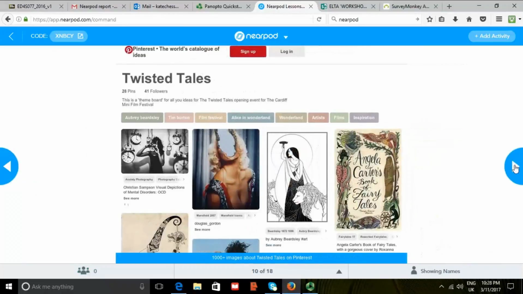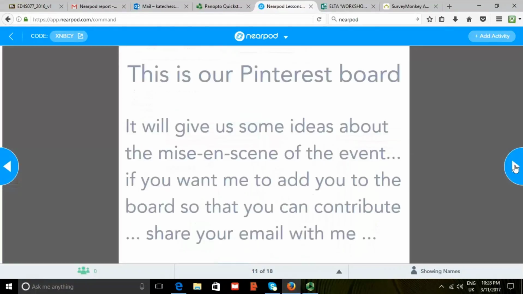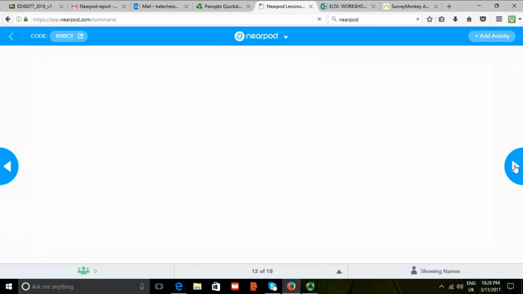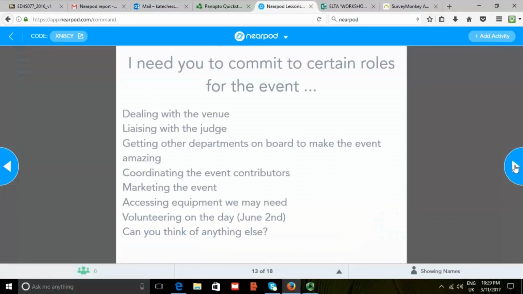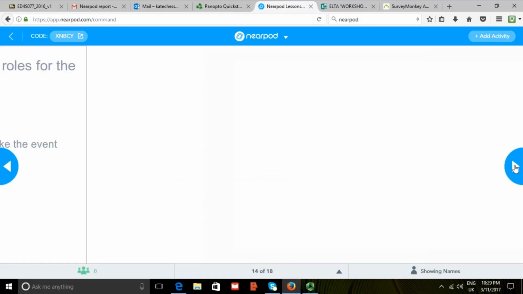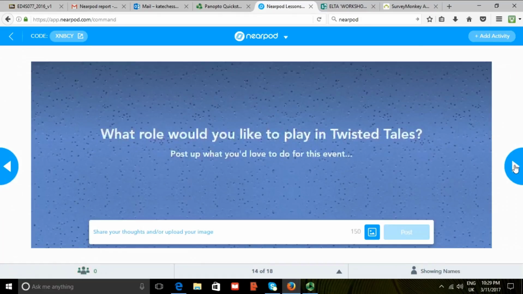We've also set up a Pinterest board with ideas for the theme of the evening. So we had to look at the ideas that had already been put up there and ask them to contribute more towards it. Some of the post-it ones in particular were great because they could put up their contributions, their answers, and we could all look at them and discuss them in real time. So that was a really useful part of Nearpod.